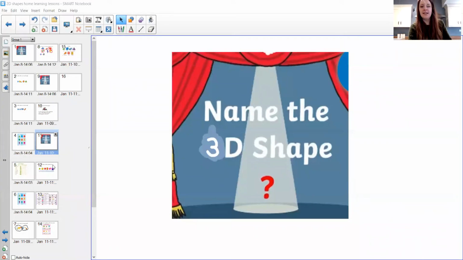It's a cone and a cylinder and a sphere and a square-based pyramid. Well done if you managed those. They are rather tricky, so well done if you've given those a really good go. So we've had a go at naming our 3D shapes.